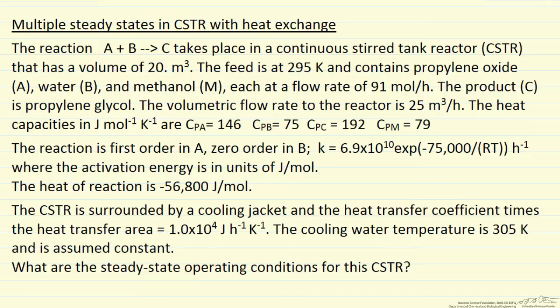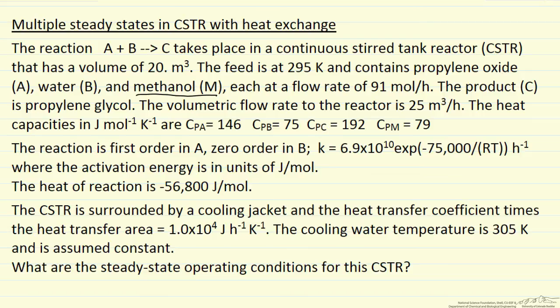Note that in addition to two reactants A and B, we also have an inert, methanol, that we need to take into account. The reaction is first order in A and zero order in B, and we're given a rate constant, an activation energy, and a heat of reaction.